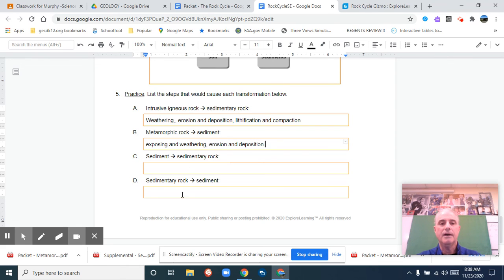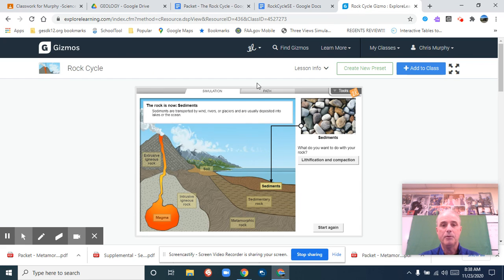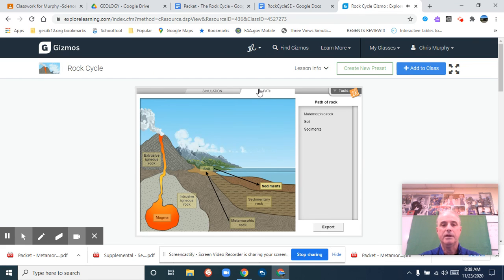That's all you have to do: go through the Gizmo, pick the rock that you start with, or whatever you start with. See, this is sediment, so we can actually start where we were. And if you can't remember what you did, there's always the path button, and it can show you how we got there with the arrows, pointing in the direction.